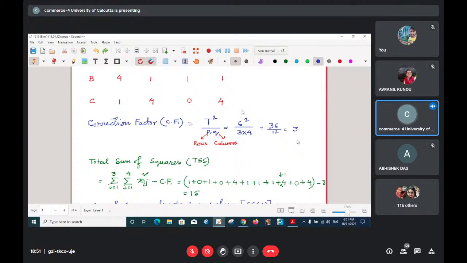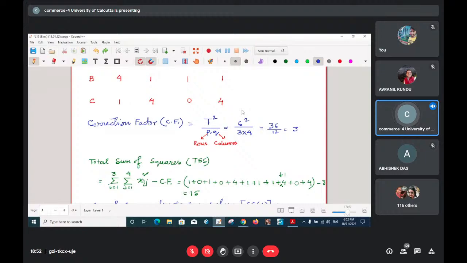1010, 4111, then 1404. Please write this one also. This was there in the table. I forgot to write another one. Minus 3 is the correction factor. So I got 50. You can check it correctly. It will be obviously 50.